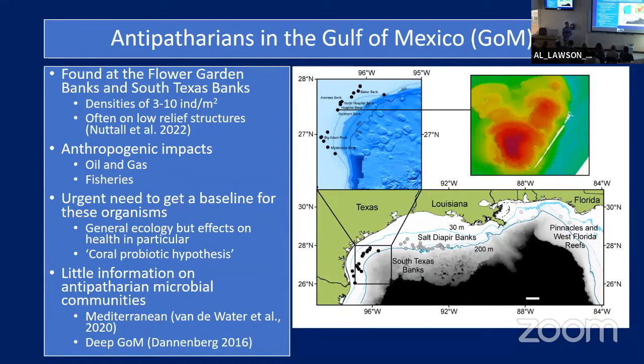I am focusing primarily on the microbiome of these corals because of the coral probiotic hypothesis, which states that the microbial associates or symbionts of corals play a big role in their health and their ability to adapt to changing environmental conditions. Unfortunately, there is little information on Antipatharian microbial communities. There is one paper from the Mediterranean and then one paper from below 300 meters in the Gulf of Mexico. So nothing within the depth range that I want to focus on.